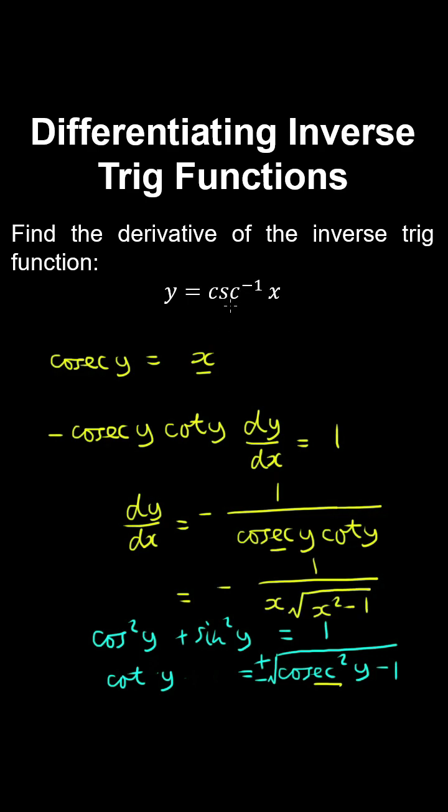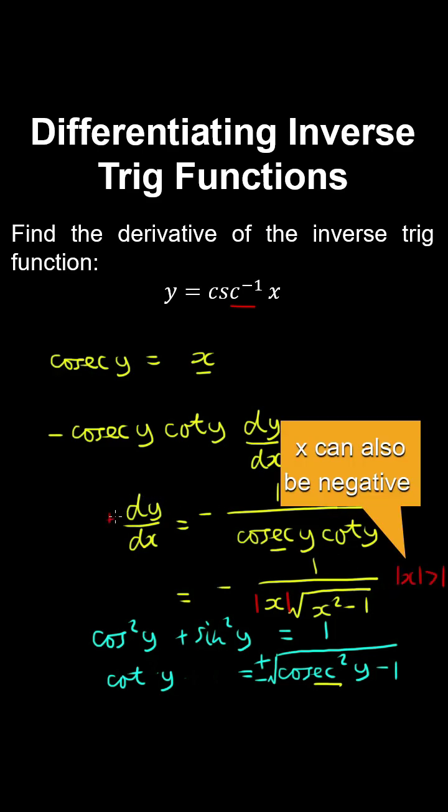Now if you plot the arc cosec of x, you'll recognize that the slope is always negative. So therefore, we'll take the absolute value of x, and x must be greater than 1 for this square root to be valid, and therefore this derivative to be valid.